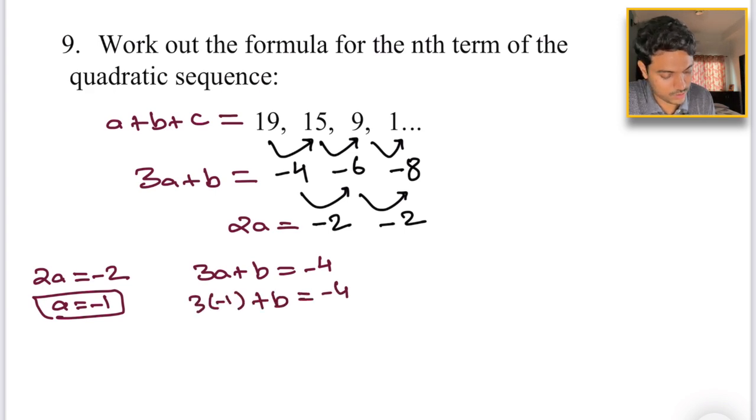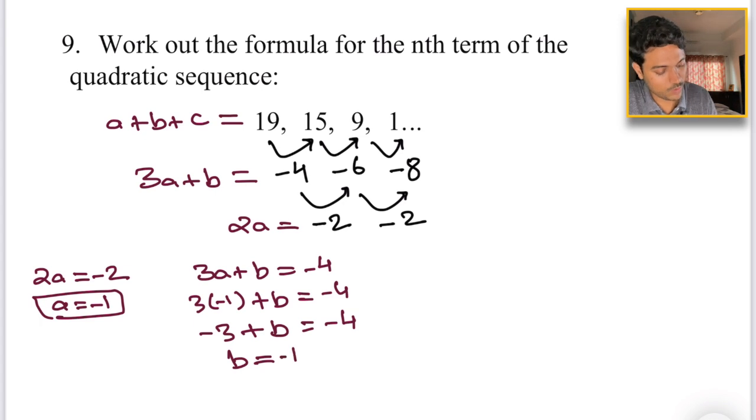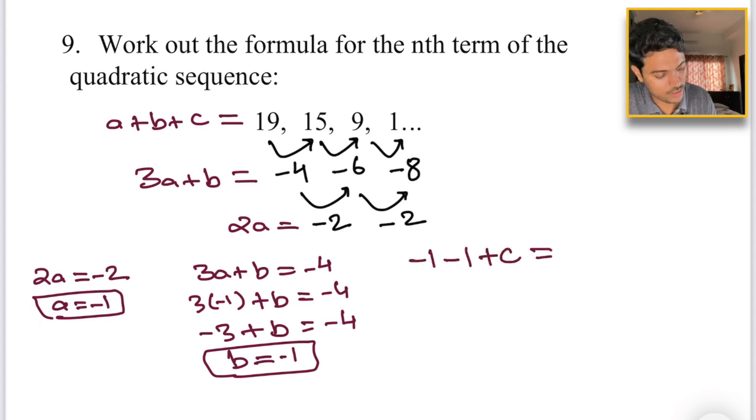So -3 plus b is equal to -4. So b is equal to -4 plus 3, that's -1. So b is also -1. And the last one, a plus b plus c. So a is -1, b is -1, plus c is equal to 19. So c will be 19 plus 2, that's 21.